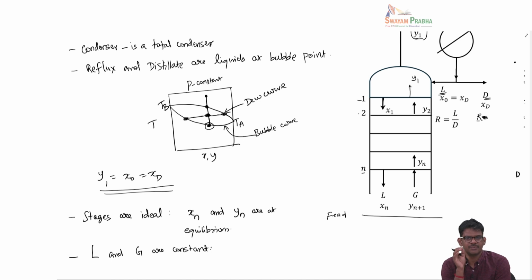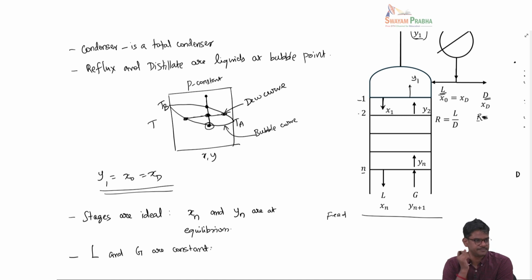So to summarize, in the McCabe-Thiele method, the most important assumptions that we are making are, first, that the condenser operates under total condensing option, that all the vapor is condensed into a liquid at bubble point; second, that the stages are ideal, so that all the leaving streams at a given tray are at equilibrium; and thirdly, that the liquid and vapor flow rates L and G are held constant. So these are stricter assumptions.